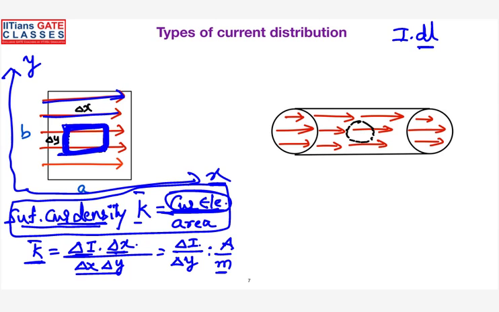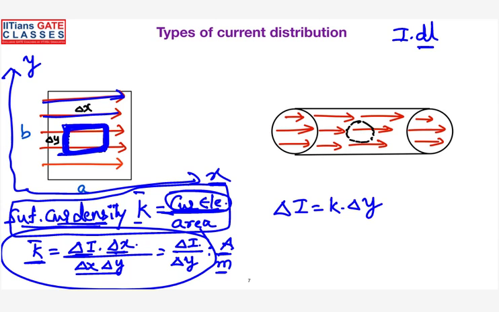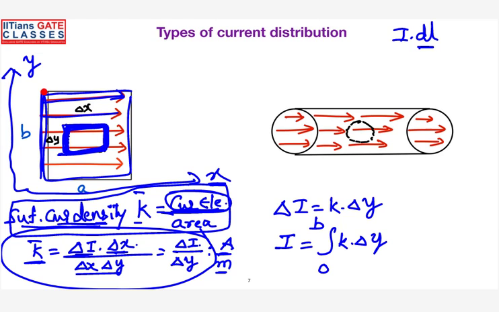So the units of surface current density are very important. It is ampere per meter. Though it represents the surface, the units will be ampere per meter only. Now, let me write the delta I value. It will be K into delta Y. We use this same equation and rearrange it. And what will be the total current if I want to find it in the entire loop? I have to do a single line integral of K dY, where the Y limits vary from 0 to B. So this gives the total current enclosed in the loop.